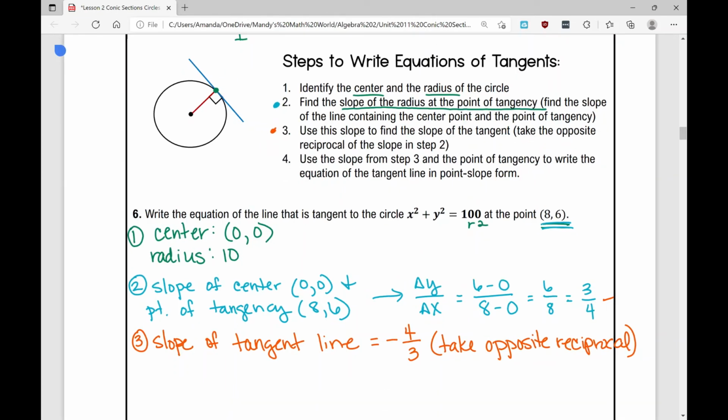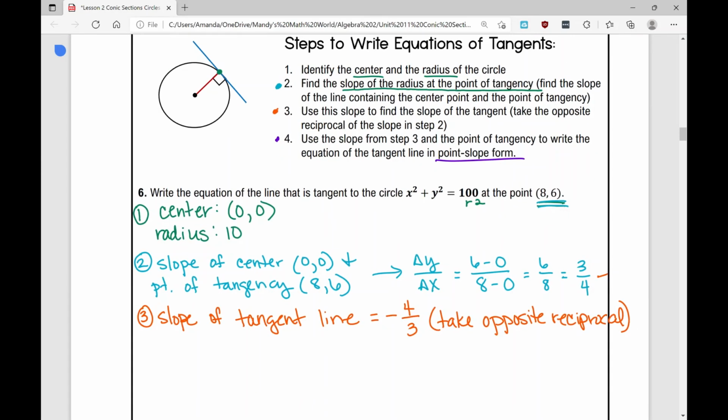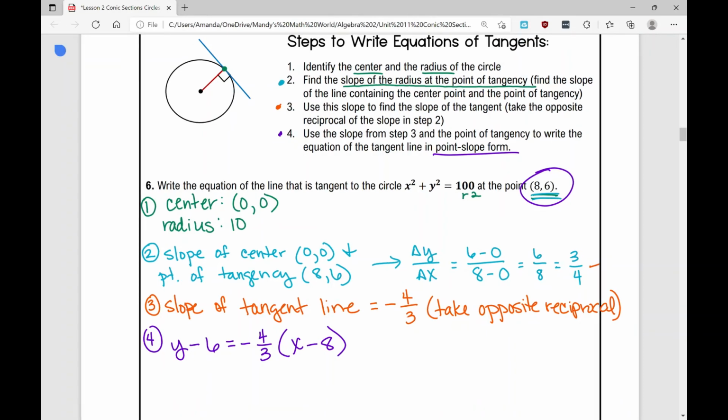All right, now step 4, the very last step, says to use the slope from step 3 and the point of tangency to write the equation of the tangent line in point slope form. I am assuming that you remember point slope form, but I'm going to use this point right here, 8, 6, and y minus 6 equals my slope, which is negative 4 over 3 times x minus 8. That's point slope form. And I can simplify this.